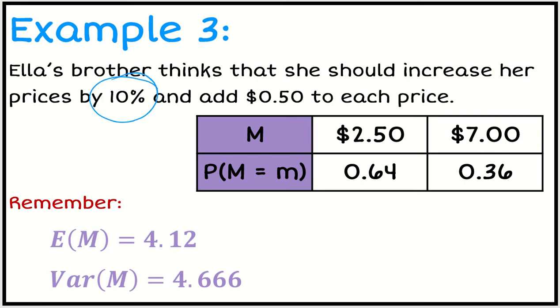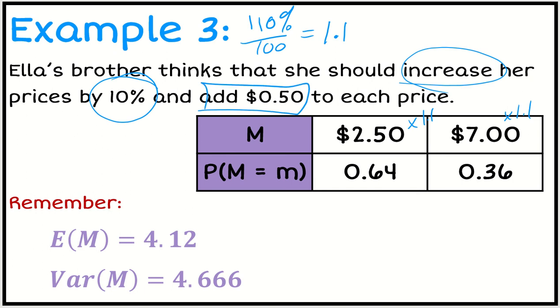It's talking about increasing her price by 10%. Remember, the price itself is 100% of the price. If we're increasing by 10%, that gives us 110%. Now divide that by 100 to turn it into a decimal, and that gives me a value of 1.1. So let's multiply each of these values by 1.1. But then we also need to add 50 cents to each of those as well. So our expression is going to be 1.1 times M plus 0.5.